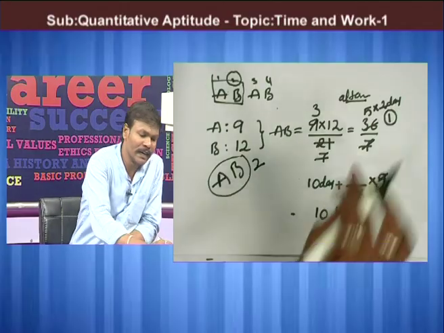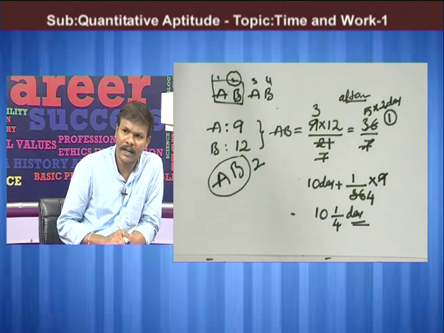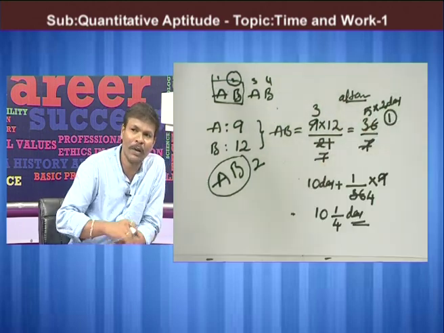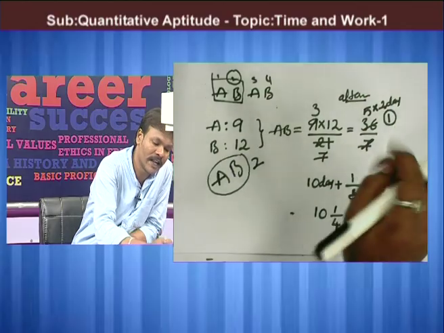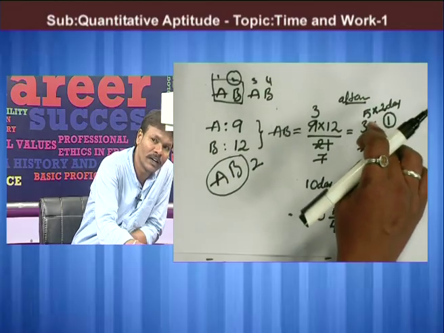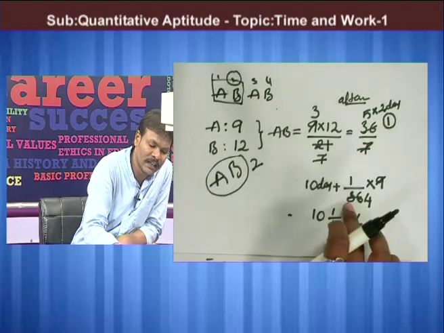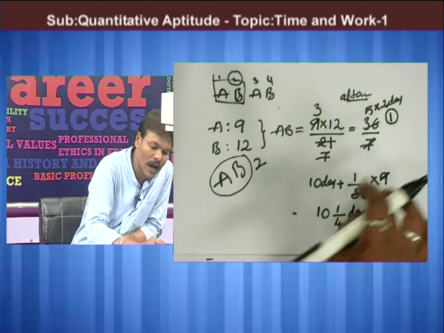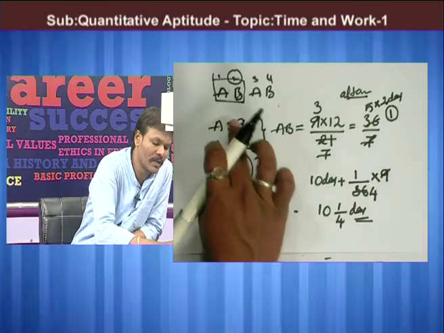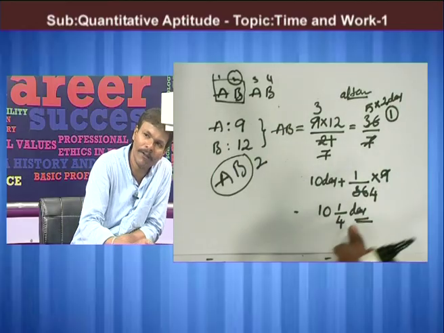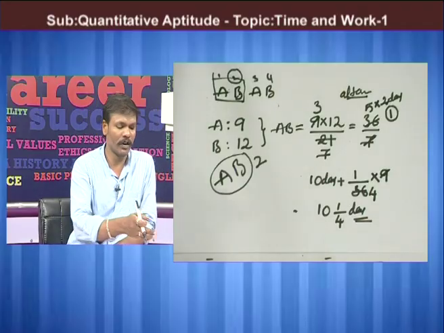What will happen? In the 10 days, the whole work is not completed. How do you know it was not completed? Because it is not exactly divisible. How much remains? 1 remains, out of 36. So, the next day, the 1 part of work out of 36, A can complete. Because A's value is 9, it takes 1 by 4th of the day. So the work will be completed in 10 1 by 4 days.